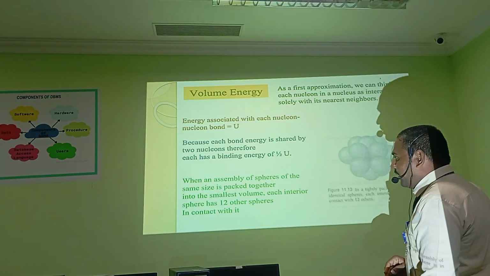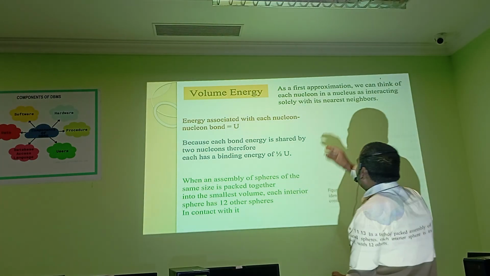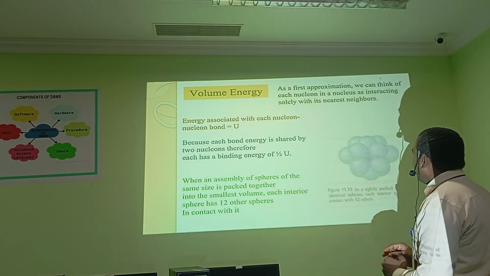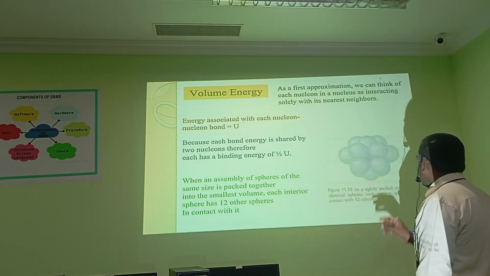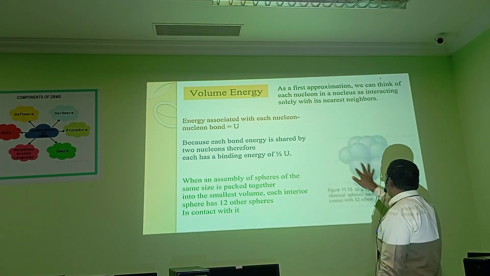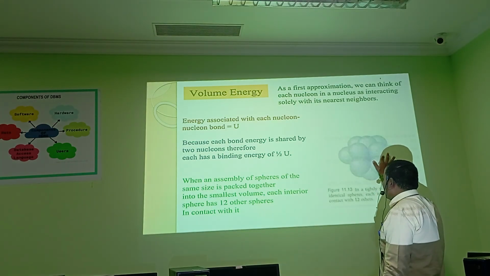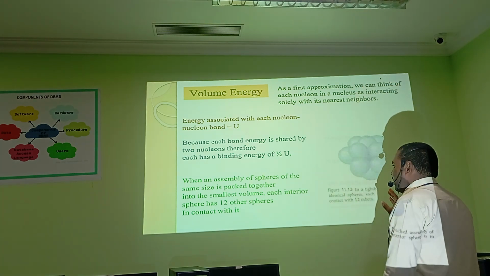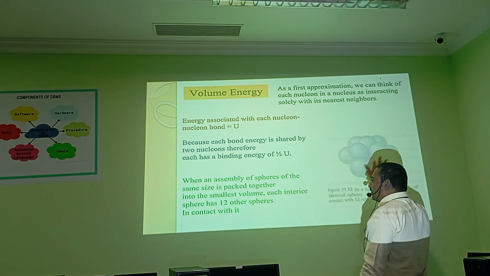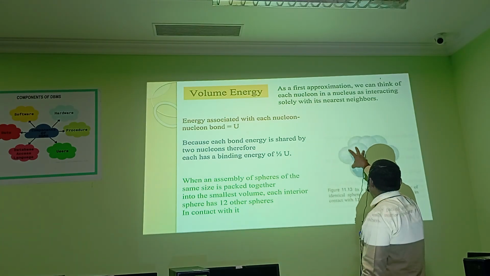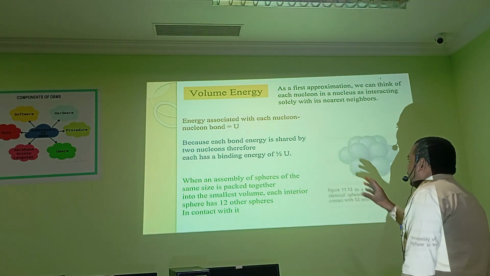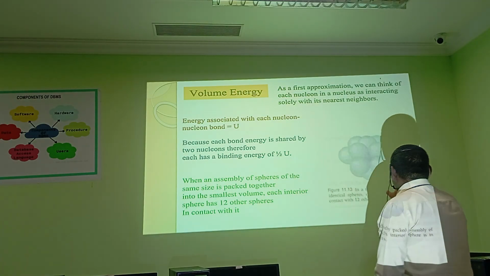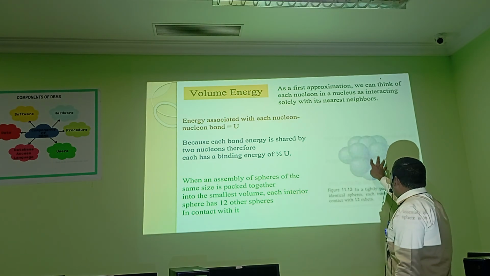So first is the latent evaporation energy. The volume energy: as a first approximation, we can think of each nucleon in a nucleus interacting only with its nearest neighbors. So the binding of the nucleus, neutron and proton, will be like the outermost electron. The inner sphere is in contact with 12 other spheres within the sphere. The binding of half of U is called the binding energy shared by the nucleus, following the 12 other neighbors.